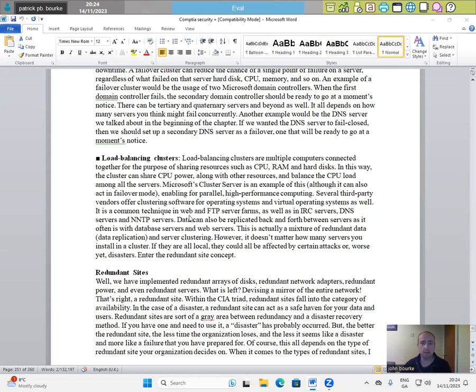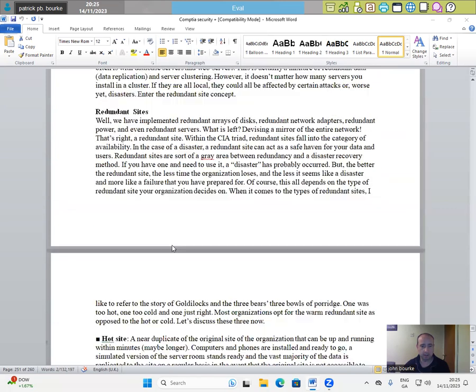It is a common technique in web and FTP server farms, as well as in IRC servers, DNS servers, and NNTP servers. Data can also be replicated back and forth between servers, as it often is with database servers and web servers. This is actually a mixture of redundant data replication and server clustering. However, it doesn't matter how many servers you install in a cluster if they are all local. They could all be affected by certain attacks or, worse yet, disasters. Enter the redundant site concept.